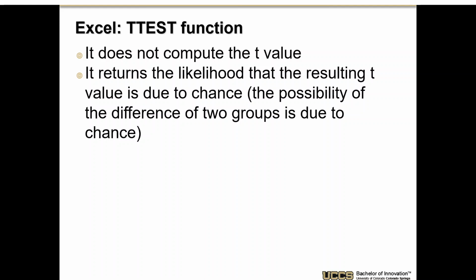So if the p-value returned from your t-test is 0.01, what can you conclude about your test? I guess you're the only one who was here last week. So if the p-value returned from this function is 0.01, what would you conclude about the test of your hypothesis?